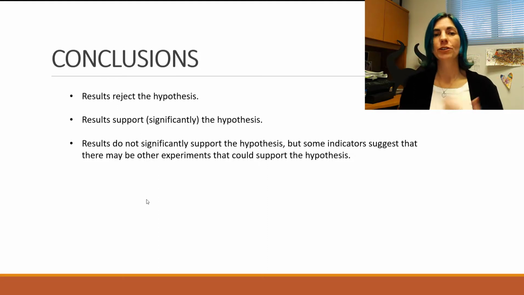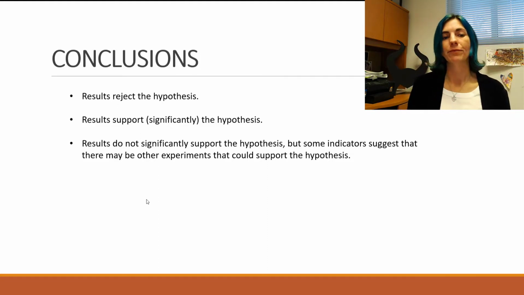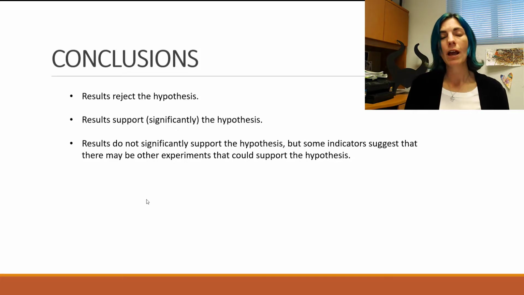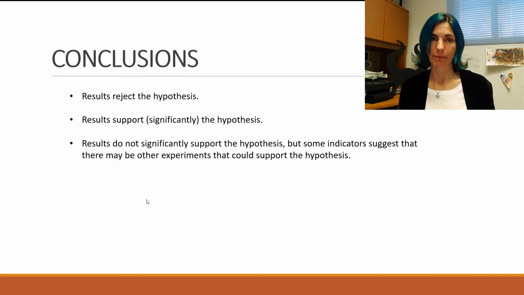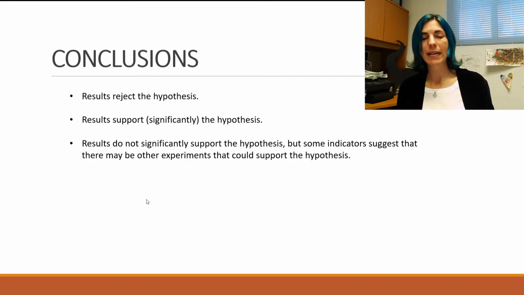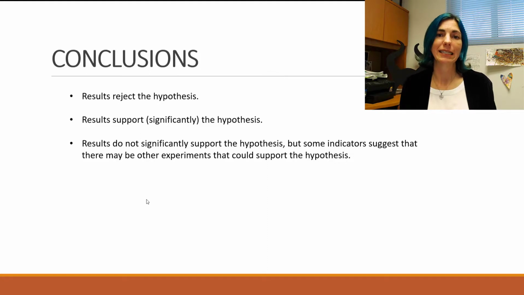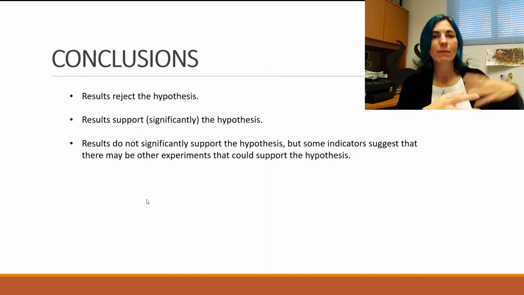Very often, you'll see something like the last bullet point. Results do not significantly support the hypothesis, meaning we don't have a statistical test to show that the difference is substantial, but some indicators suggest that there might actually be something there. So in other words, just because your data didn't support the hypothesis doesn't mean the hypothesis isn't true or can't be modified to be true with a different experiment.